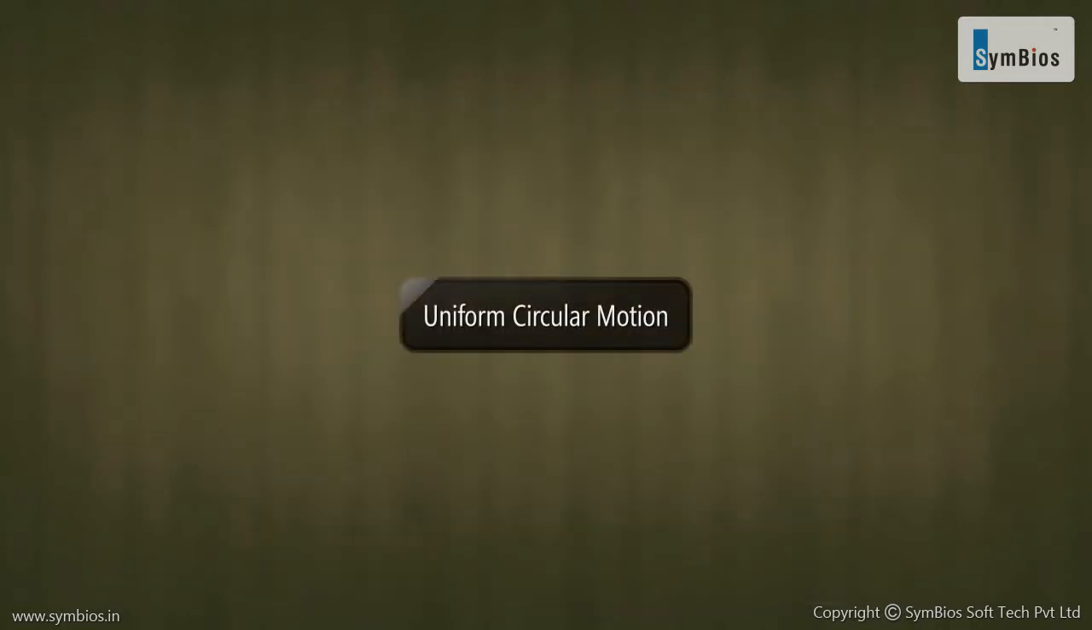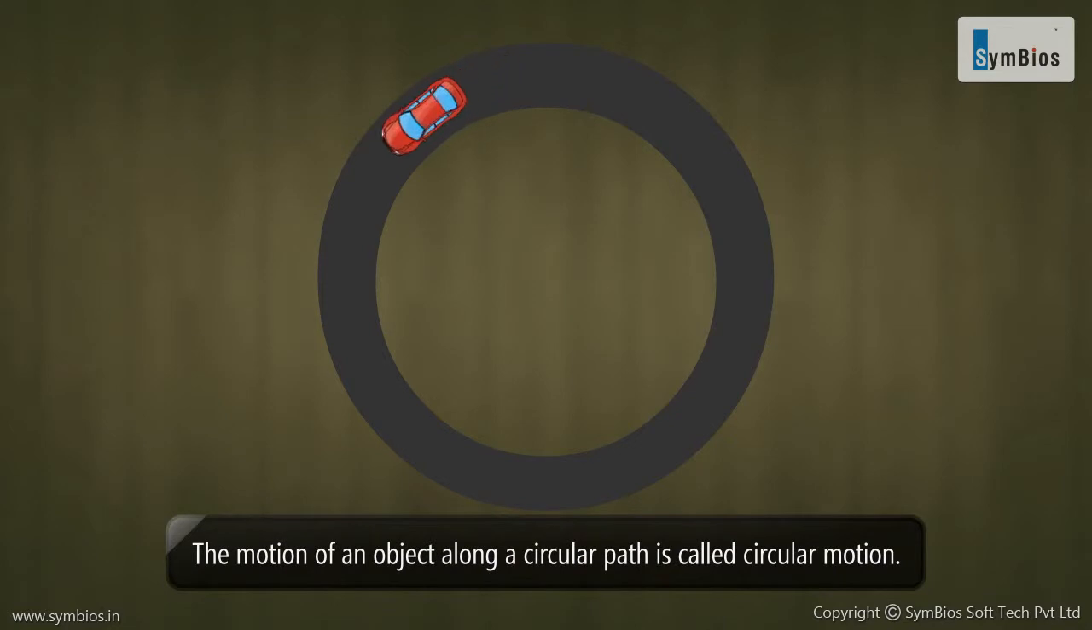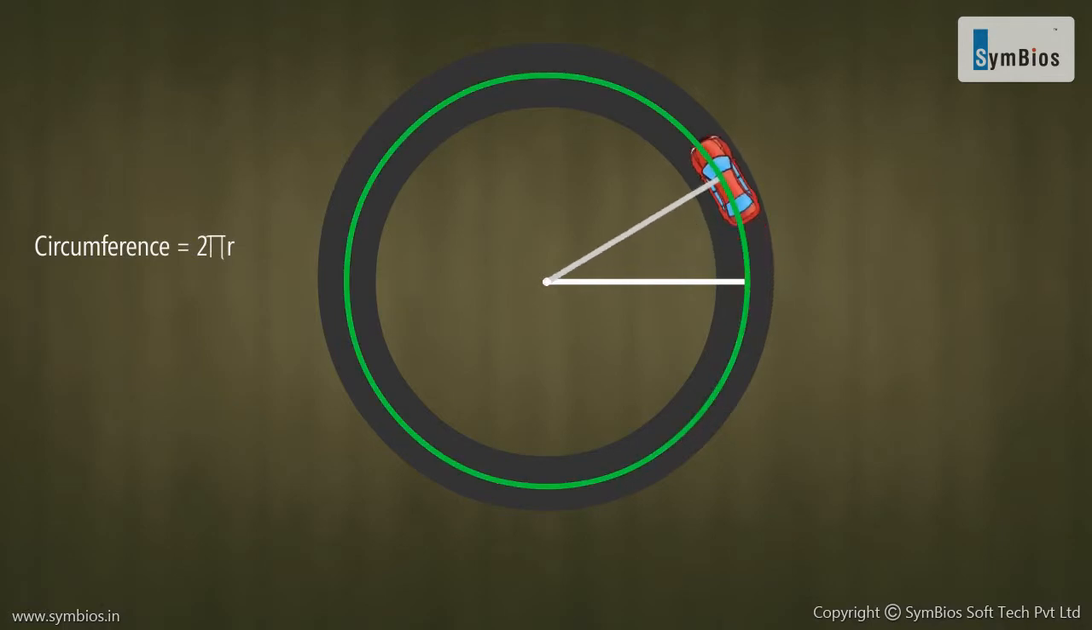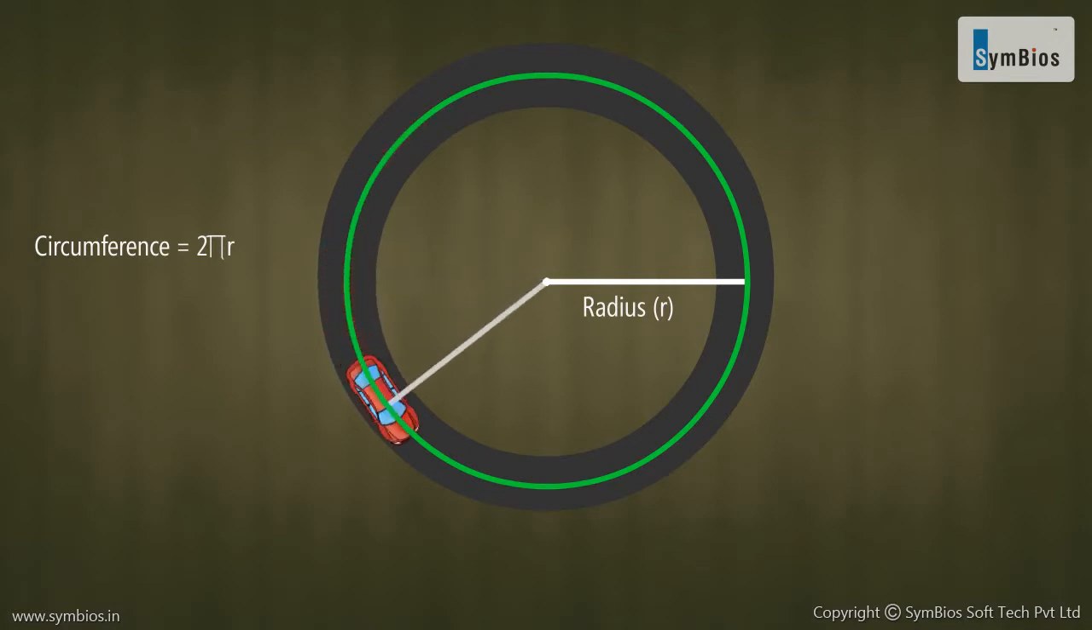Uniform circular motion. The motion of an object along a circular path is called circular motion. The velocity of a body moving in a circular path at a constant speed changes continuously as the direction of motion changes constantly. The circumference of a circle of radius r is given by 2 pi r.